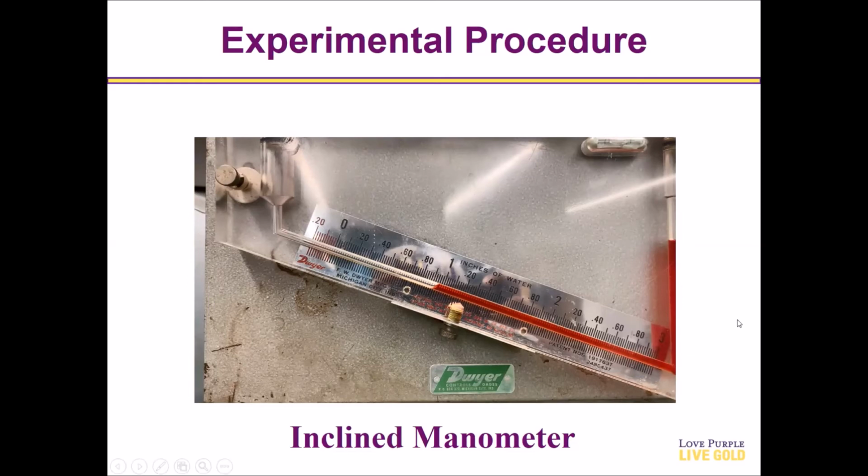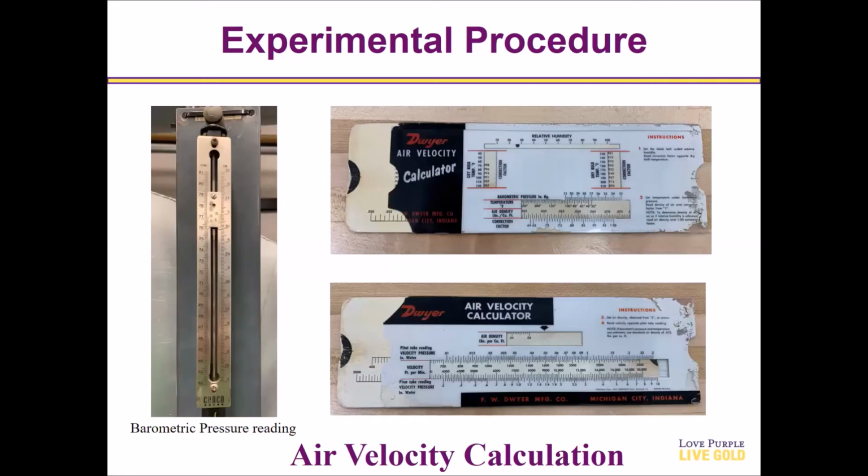So the stable final level of oil, read as inches of water, will be used to calculate the final air speed. Next, we have some information on how the air velocity calculation will be done. So here we have a barometric pressure reading, which will help us to use this air velocity calculator. So you can see all these instructions here.